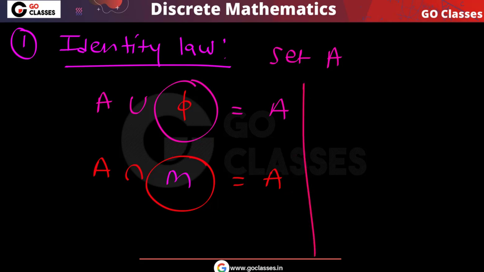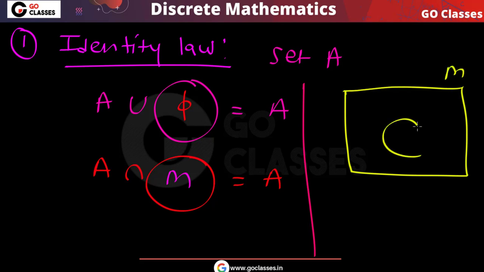The proof is very simple. You can prove it by Venn diagram. If you have this Venn diagram, this is the universal set and this is the set A, then you can clearly see what A union phi is. A union phi is A, because in phi we don't have any element. A union phi means all the elements of A and all the elements of phi. There is no element in phi, so you get all the elements of A. What is A intersection M? A intersection M is basically A, because this is the common area of A, comma, M. M is the universal set. So this is the identity law.